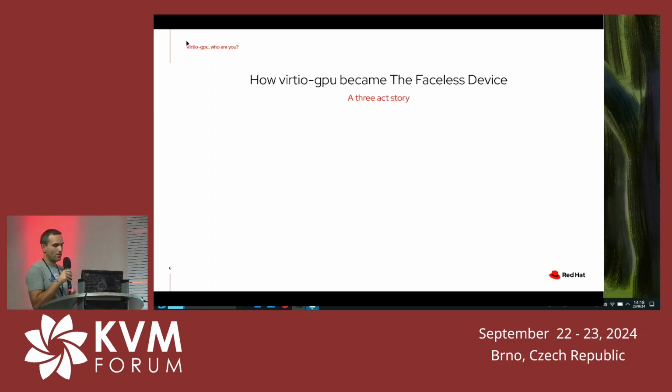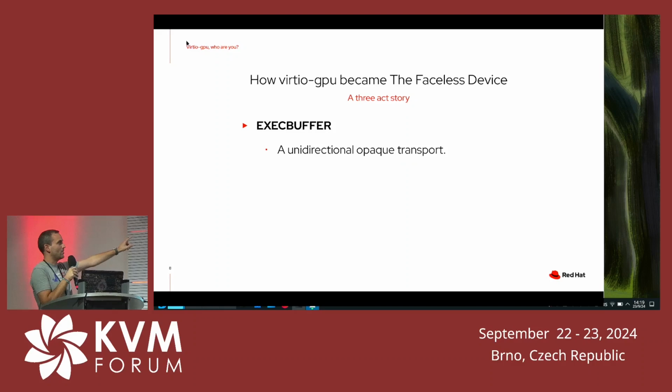And I like to focus on three features. The first: in the virtio device, you have a couple of queues. One is the cursor queue, while the other is the command queue. I'm not going to go deep into that because we already have the previous talk. But if we focus on the command queue, we see there are many commands, but I would like to focus on one particular command, which is exec buffer. Exec buffer is an ioctl and also a GPU command, which basically allows the guest to send an opaque chunk of data from the guest to the host. So in practice, what this gives you is a unidirectional opaque transport from the guest to the host.